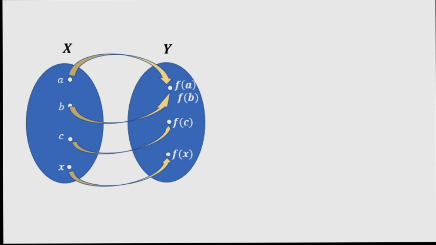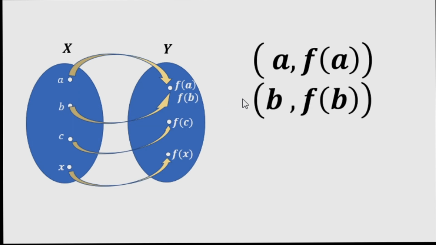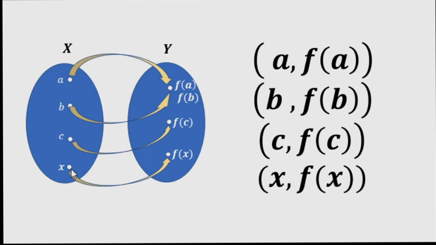Okay. So, the assignments made by a function are often expressed as an ordered pair. So, tignan natin yung assignments dito sa dalawang sets na ito, yung X and Y. So, we are going to express the assignment as ordered pairs. So, for example, yung una, we have A, f of A. Then the second one, we have B, f of B. Then we have C, f of C. And then the last one, we have X, f of X.